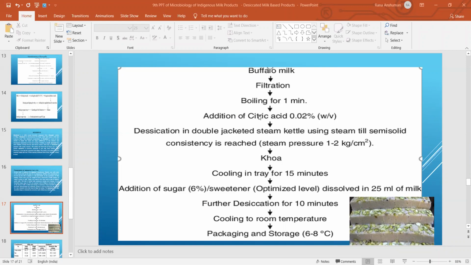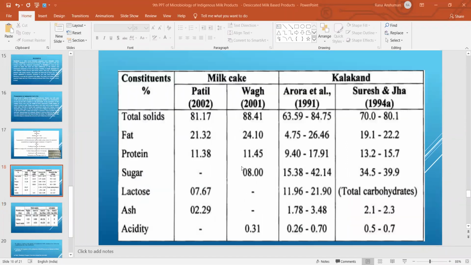But when you have to produce this particular product, you have to add something to give a typical texture to your final product. When it is cooled in a tray for 15 minutes, thereafter you have to add sugar at the rate of 6%. Thereafter, you have to go for further desiccation for 10 minutes, then cooling to room temperature, packaging and storage at 6 to 8%. So this is all about the Kalakand manufacturing process.